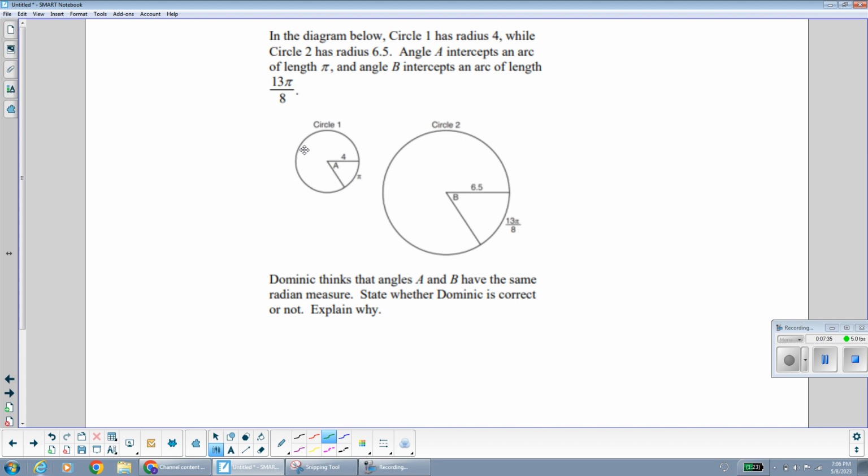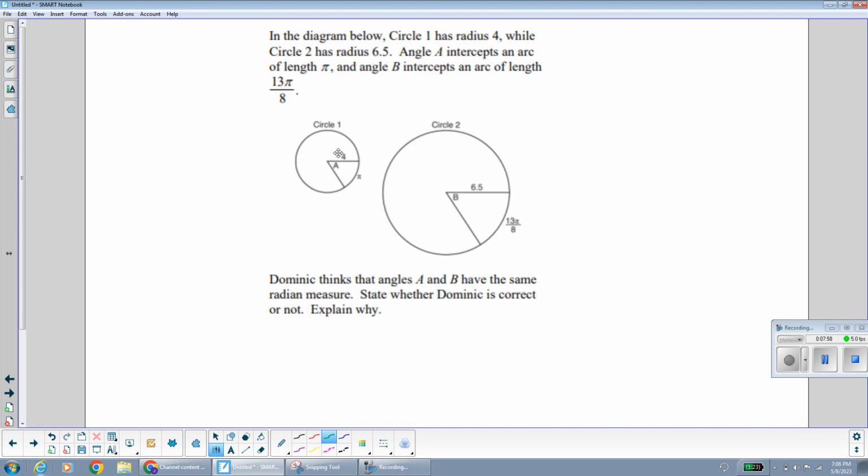So in circle 1, there's a radius of 4, and circle 2 has a radius of 6.5. The arc length of circle 1 is already given as pi, and the arc length of circle 2 is given as 13 pi over 8. So the angles here are given in radians. There's no degree symbol, so these are in radians already.